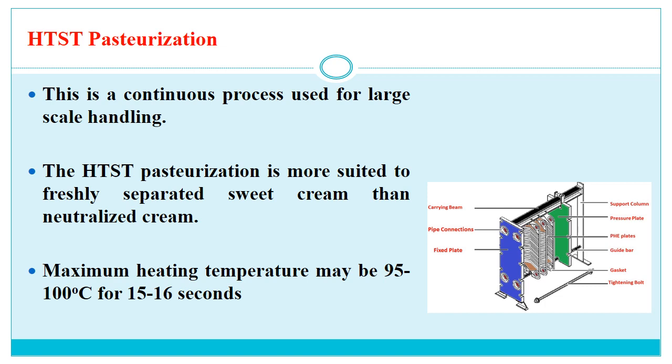Now we will see HTST pasteurization of cream. This is a continuous process used for large scale handling of cream. We have discussed HTST pasteurization for milk, and the same is the process for cream. It is for continuous large scale pasteurization. HTST pasteurization is more suited to freshly separated sweet cream than neutralized cream. That is, when the cream gets sour, we put in neutralizer, and that is not very suitable for HTST. The maximum heating temperature may be 95 to 100 degrees Celsius for 15 to 16 seconds. This is the requirement for HTST pasteurization of cream.